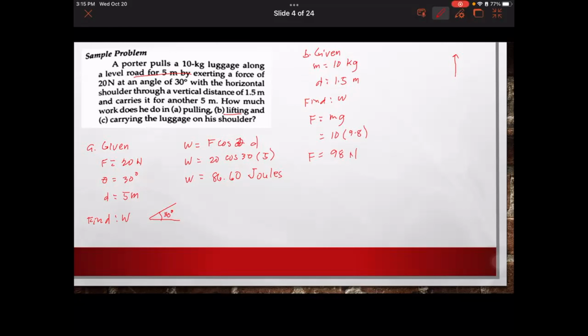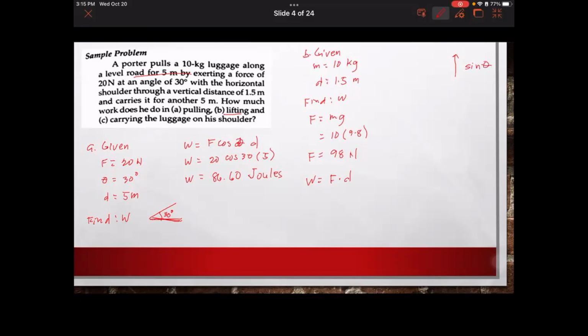Then, after that, we can now find for the W. W is equal to F times D. So, wala siyang cosine. Bakit siya walang cosine? Kasi, yung cosine natin is along with the horizontal. Yung kagaya kanina, meron siyang 30 degrees along with the horizontal. Itong ating for the letter B is lifting, binuhat siya. So, therefore, ang applicable dito is the sine theta.